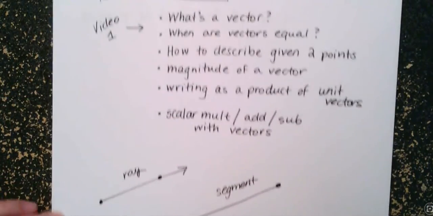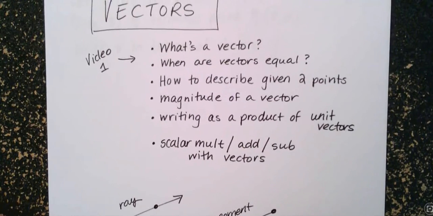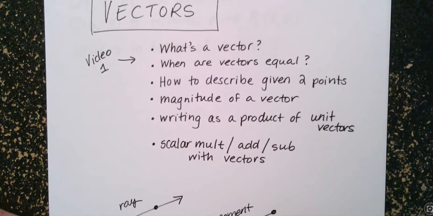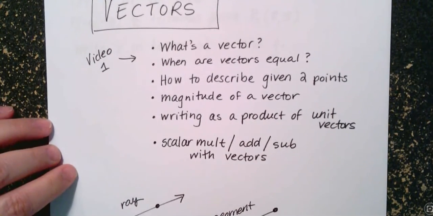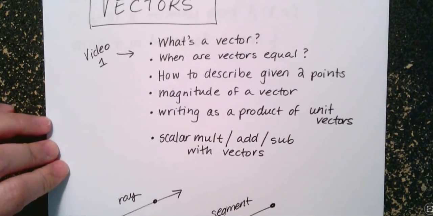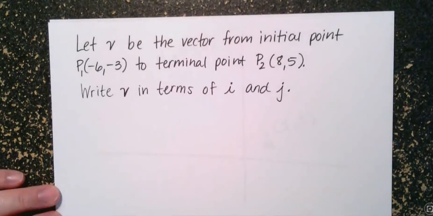Now, when are they equal? Vectors are equal if they have the same length and the same direction. Okay, so those are the two things you're looking for to know if vectors are equal. And very often when we say length, really with a vector, we don't say length, we say magnitude. It's size, it's magnitude. Now, let's look at how vectors are sometimes given to us.